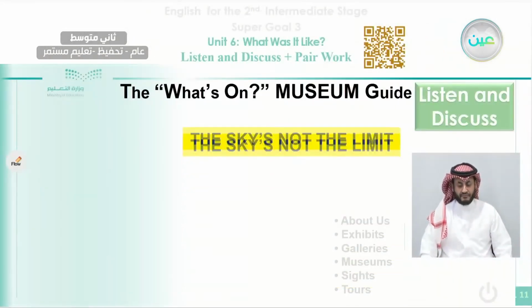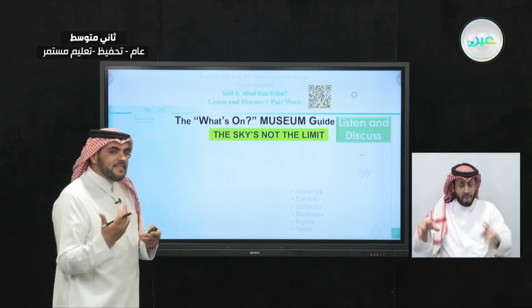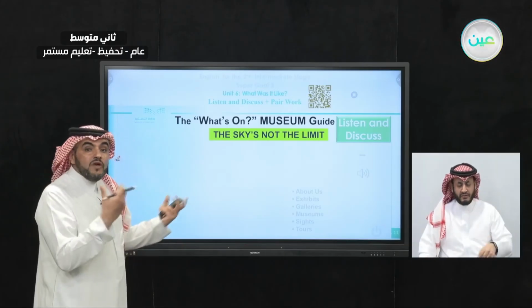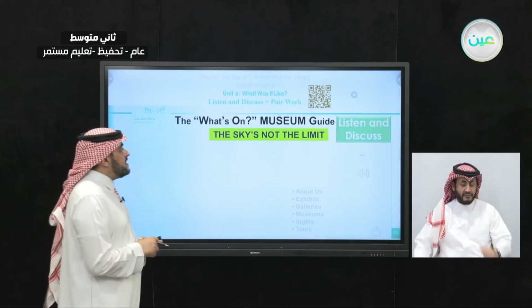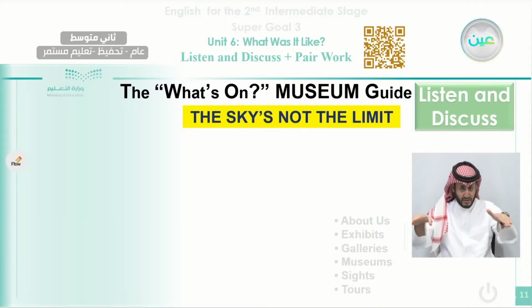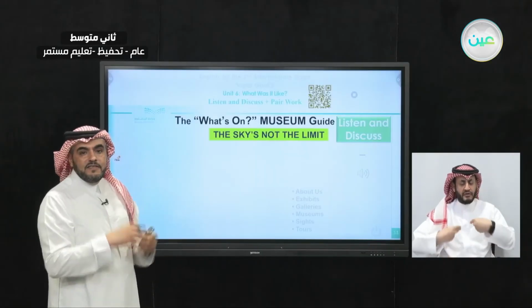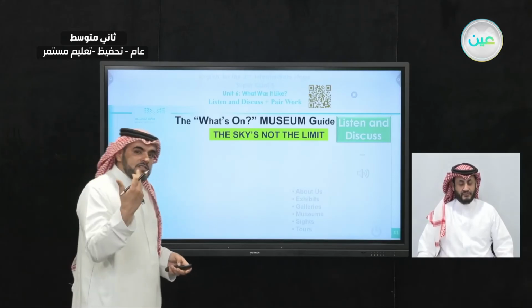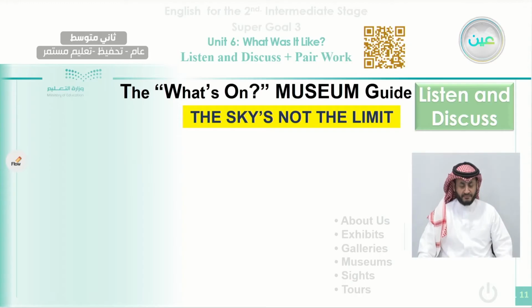And we move to the last museum. This is The Sky's Not the Limit. Try to guess what this museum is about from the title here. The sky is not the limit. So the sky will not make a limit for you to go beyond that. Okay, let's read and see some pictures. You will find out what this museum is about.